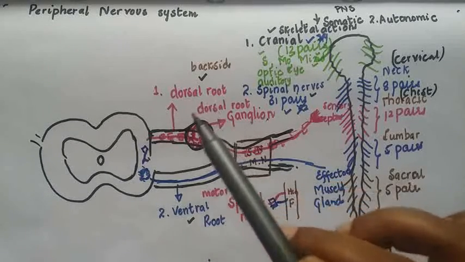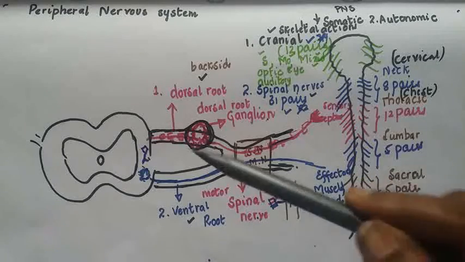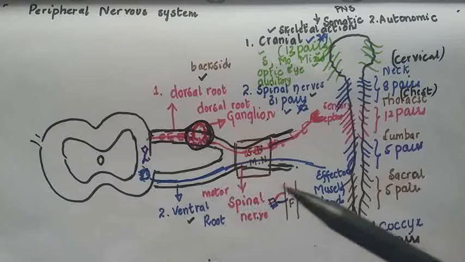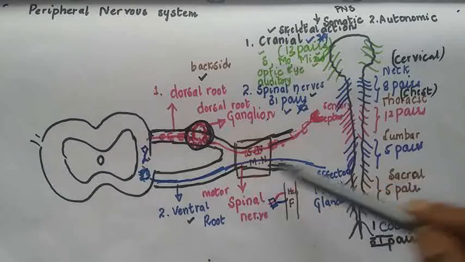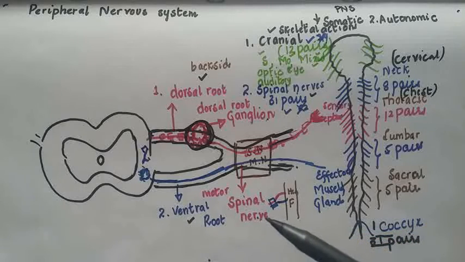What is the meaning of a dorsal root? Dorsal root means it is a root which is found on our backside, close to our backbone. Ventral root means a root which arises from the front part of the body where we have the heart. So thus you can say that every spinal nerve is a mixed nerve.